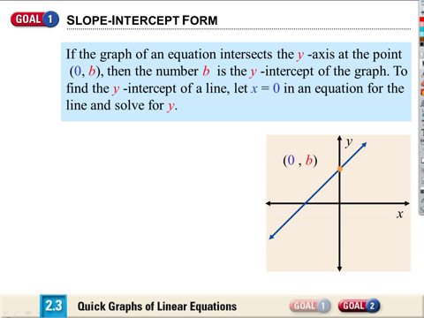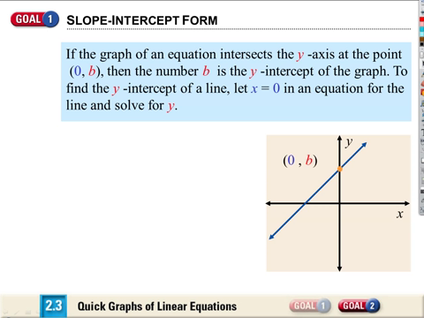Okay, so slope-intercept form, we know, y equals mx plus b. In slope-intercept form, what does the m stand for? The slope, good. Okay, what's the b stand for? Y-intercept, good.